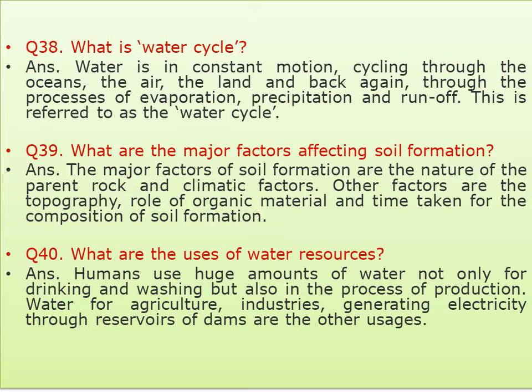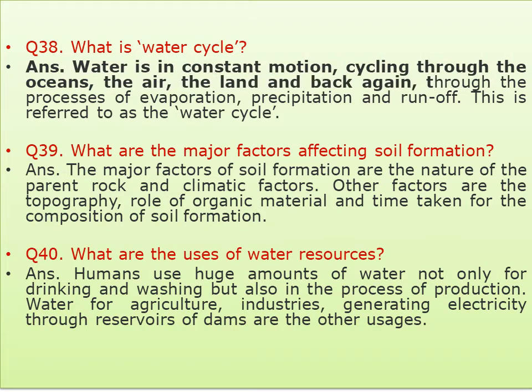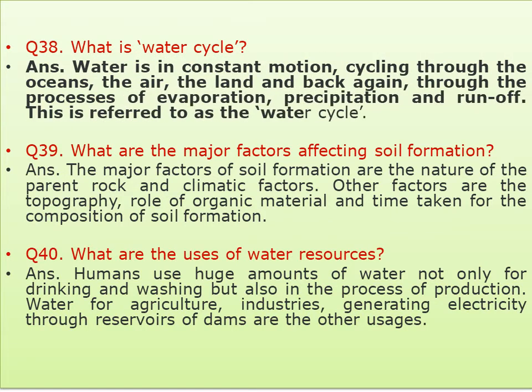Question number 38. What is the water cycle? Answer. Water is in constant motion, cycling through the ocean, the air, the land, and then back again through the processes of evaporation, precipitation, and runoff. This is referred to as the water cycle.